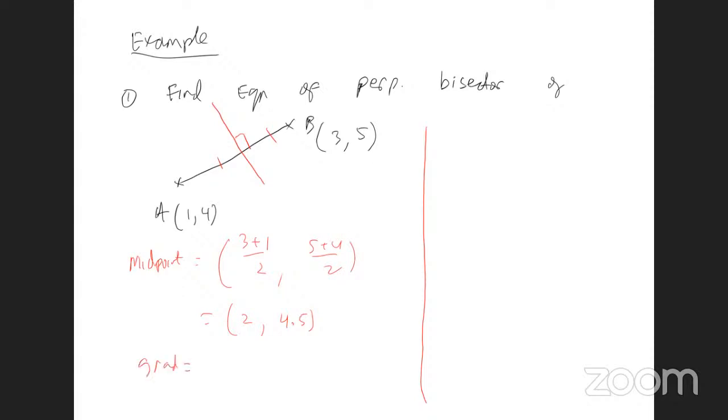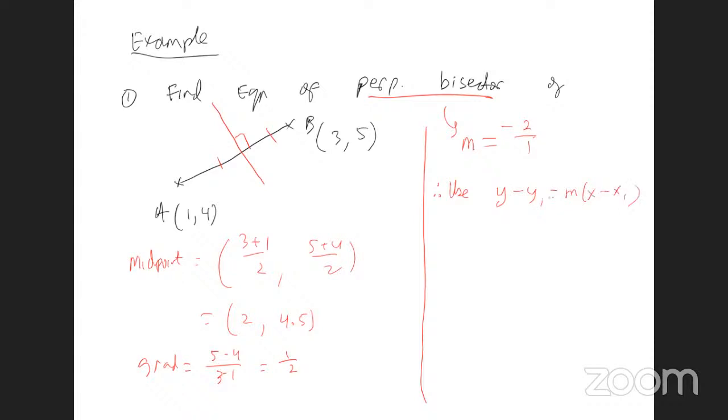The gradient is 5 minus 4 over 3 minus 1, so that's 1 on 2. But we need the gradient of the perpendicular bisector. So the gradient for that will be flip the value over and change the sign. Negative reciprocal. And now we're going to use y minus y1 is m by x minus x1.